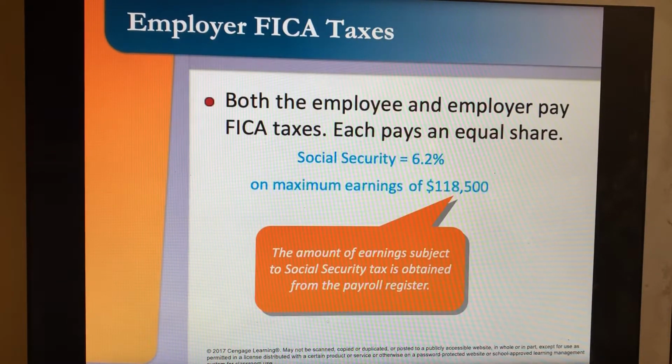So both the employee and the employer pay FICA taxes. Each pays an equal share. Social Security is 6.2% on maximum earnings of $118,500. The amount of earnings subject to Social Security taxes is obtained from the payroll register.